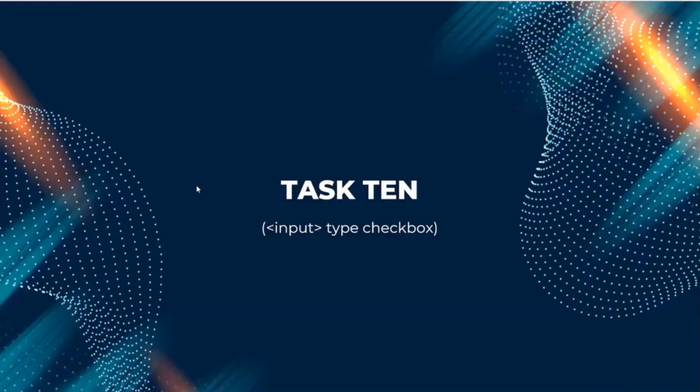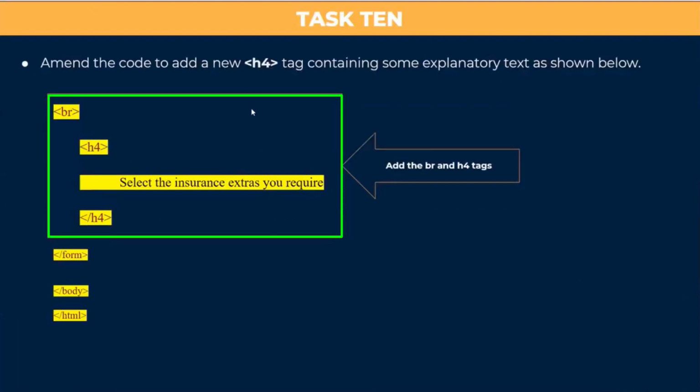So task 10 is now another input type, but this time it is a checkbox. A checkbox or checkboxes are slightly different from radio buttons, in that with radio buttons we choose one or the other. With a checkbox, we can have more than one checkbox selected. So we're going to amend our code.